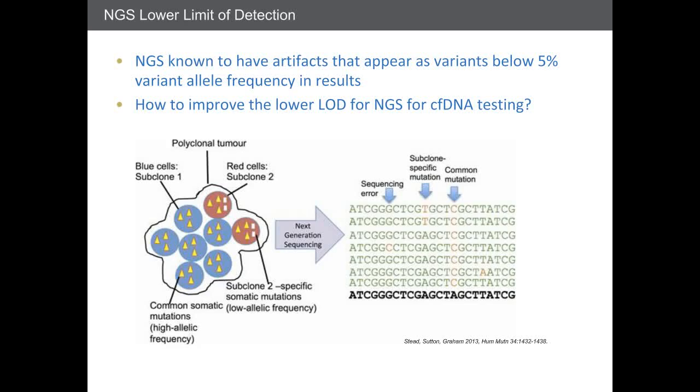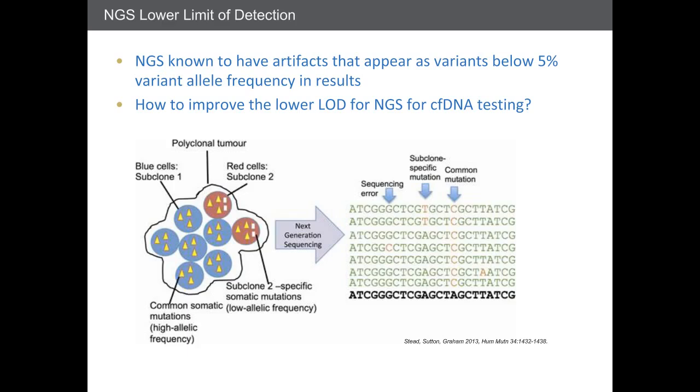So one of the challenges in working with cell-free DNA is the lower limit of detection. Next-generation sequencing in general is known to have artifacts that appear as variants below 5% variant allele frequency in the results. And if you think about a tumor that has perhaps multiple clones within it, perhaps you have a blue clone within your tumor that has a common variant within it, but you also have a red clone which has a common variant and also additional more rare variants.